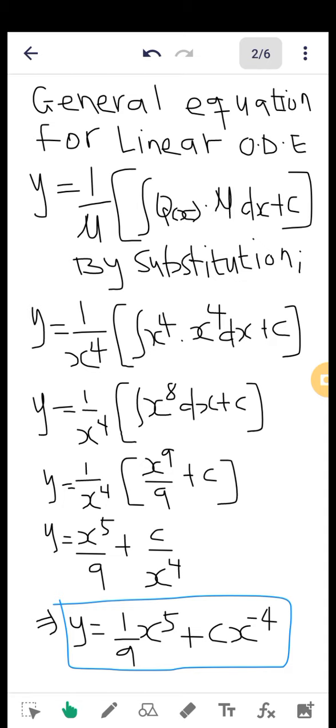So for us to get a nice presentation, I can say my y is equal to 1 over 9 x exponent 5, and this c over x exponent 4 can be written as c x exponent negative 4.